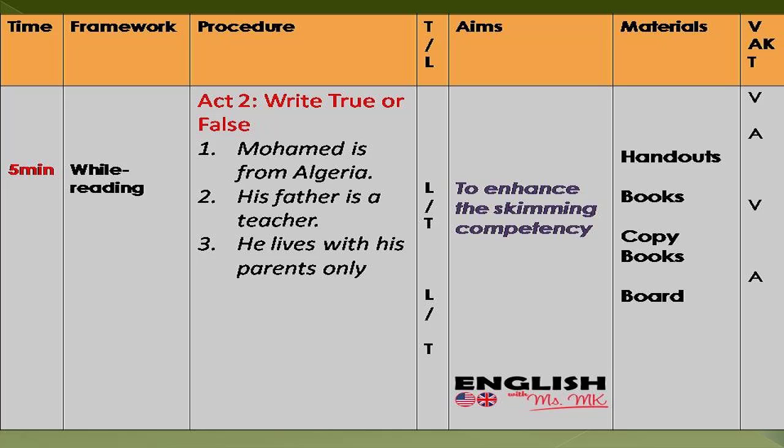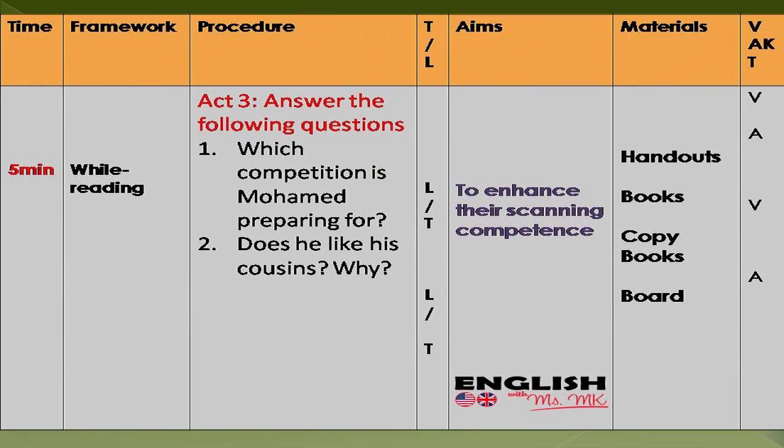Then we move to activity 2. Here, writing true or false. So Muhammad is from Algeria. His father is a teacher. He lives with his parents only. So here it's to enhance the skimming competency of my pupils. Then activity 3, I'm checking their scanning competence because I'm asking questions. So which competition is Muhammad preparing for, or what is the name of the competition, and does he like his cousins? Why? Here you have to introduce a WH question and a yes or no question to make a variety of activities.